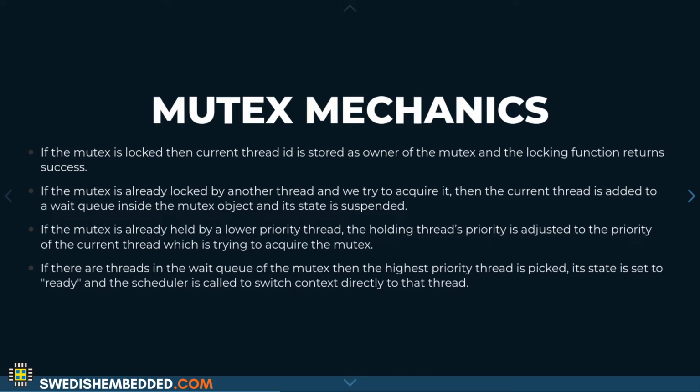If the mutex is already locked by another thread and we try to acquire it, then our current thread needs to be placed on the wait queue of the mutex so that we can then retrieve our current thread from this wait queue when the mutex is unlocked by another thread and switch to our current thread instead. If the mutex is already held by a lower priority thread, then we need to increase the priority of that thread so that it executes faster, so that our thread, which has the higher priority, can acquire the mutex quicker. And if there are threads in the wait queue during the unlock operation, then we need to switch to the first highest priority thread in the wait queue when we unlock the mutex so that it can continue.